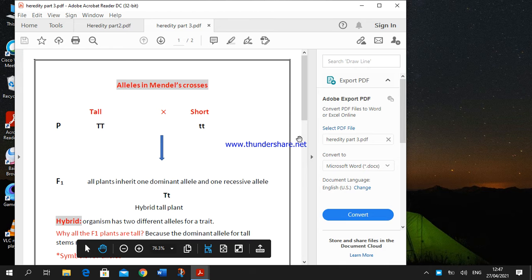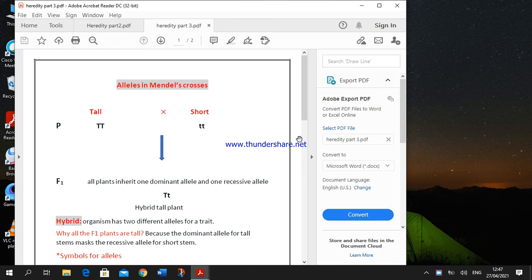Hi, grade 7. Today we will talk about alleles in Mendel's cross. As we know, there is a difference between gene and allele. A gene is a word used by scientists to describe the factors that control a trait, while alleles are the different forms of a gene.